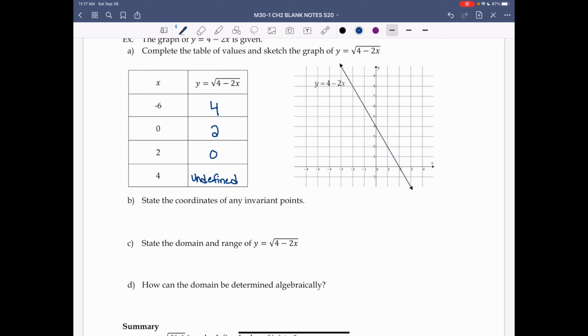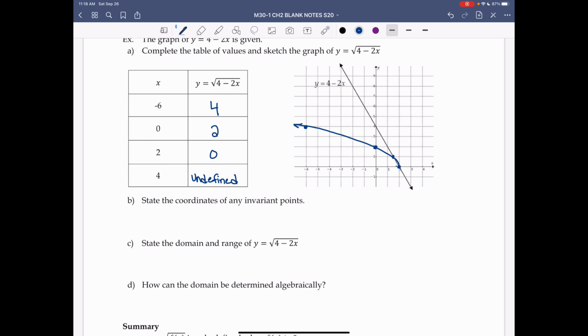Next, we can plot these points to graph our square root function. So at x equals negative 6, y is 4. At x equals 0, y is 2. At x equals 2, y is 0. We also saw that we always have an invariant point when y equals 0, which we already have, that was x equals 2, y equals 0, and then when y is equal to 1, which is here. And then we can draw our graph. Remember, it's a curve. So it looks something like that.